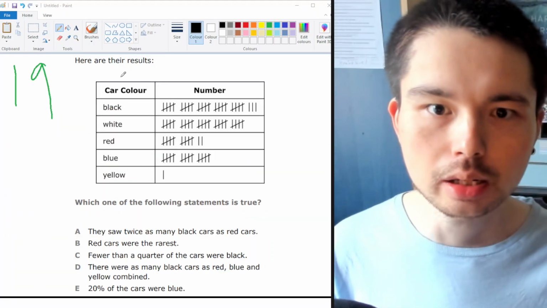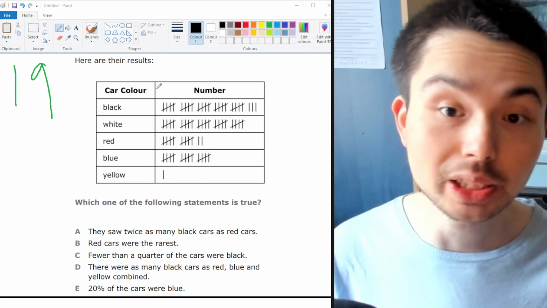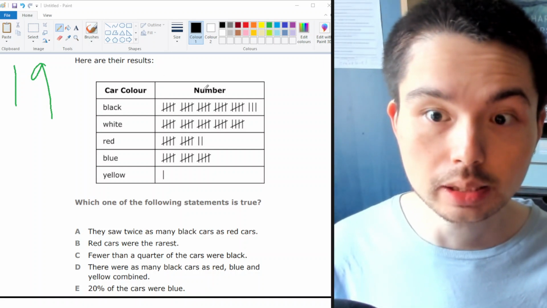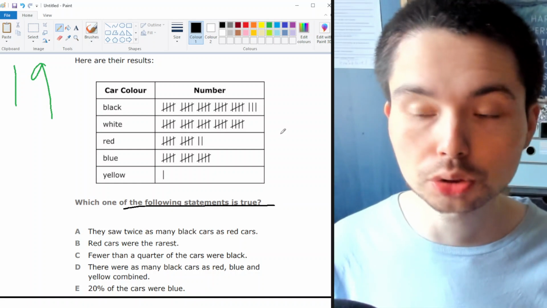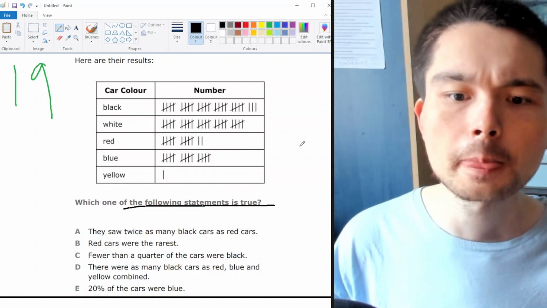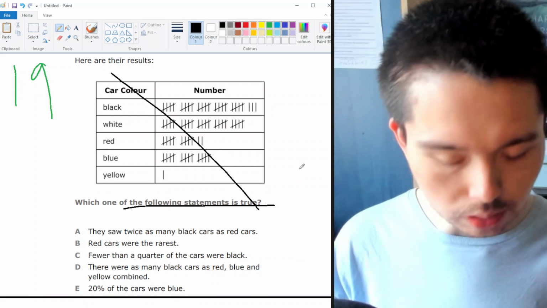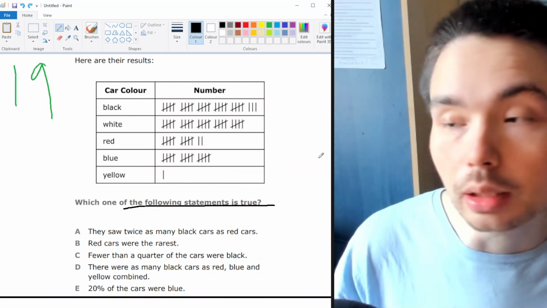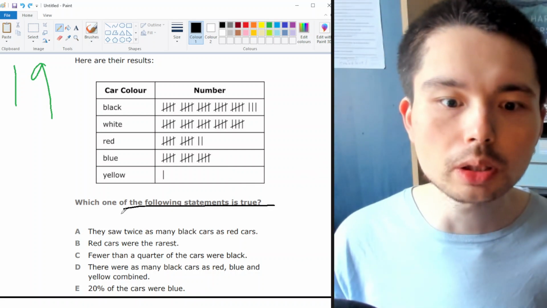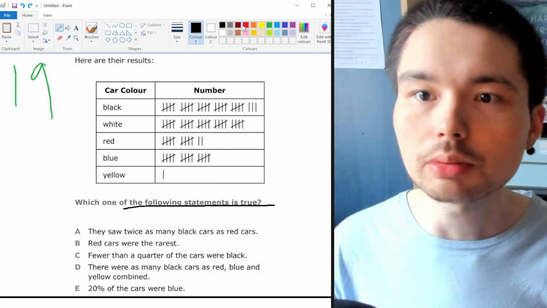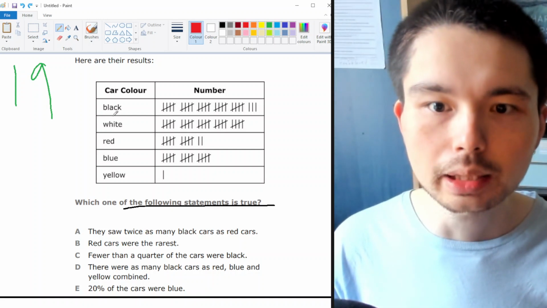Question 19. Here are the results. So at the top, it just said people are counting cars, and we got the colors and the numbers. Which ones are true? So if you're finding this question a bit long or too much to look at, it's okay. You can skip it. Remember, every question in a Bexley exam is 1 mark. So here we go. Question A. They saw twice as many black as red.